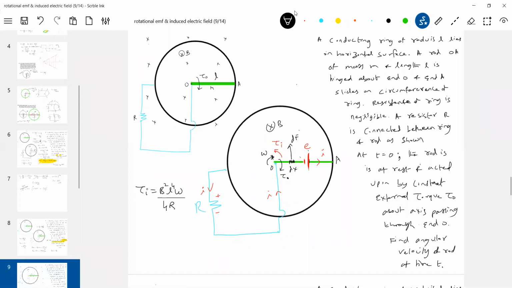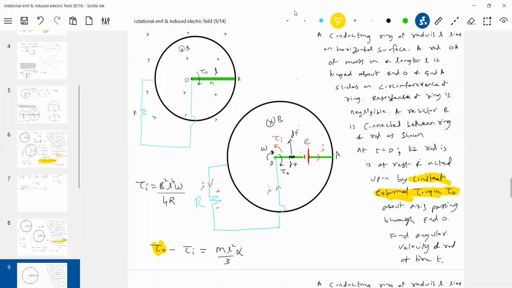Then what is our entire discussion now? It should be like tau minus tau_i should be equal to M L square by 3 into alpha. This is the external torque, constant external torque. So this is a constant. And what about the induced torque? It is going to vary. So let's write the expression.